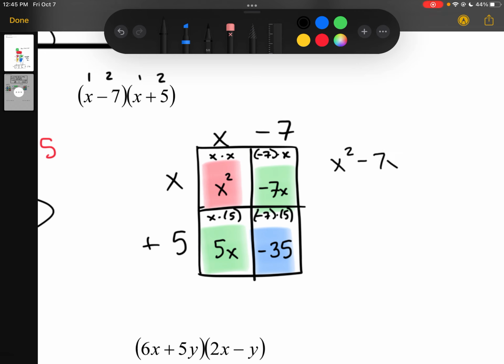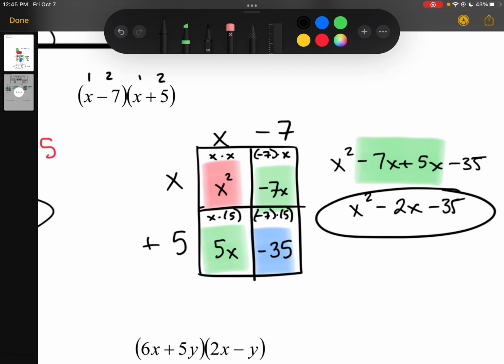So writing these out, again, identifying those like terms and simplifying. So minus 7 plus 5, and be careful, that is minus 7. So not an answer of 12, but in this case, an answer of, for our x term, minus 2x. And that gives us our final multiplied answer.